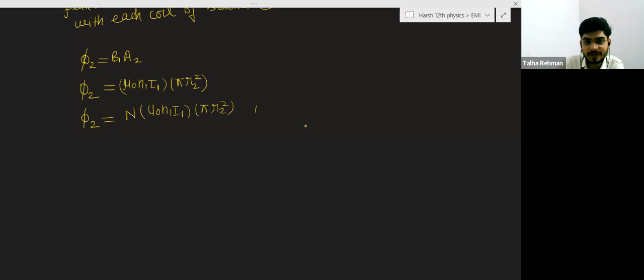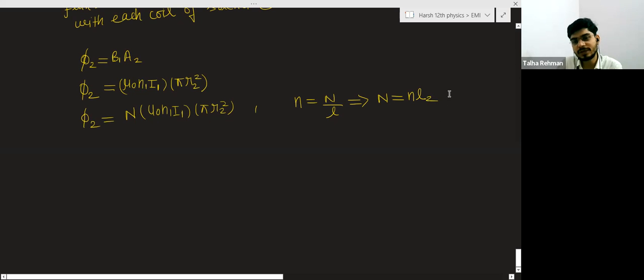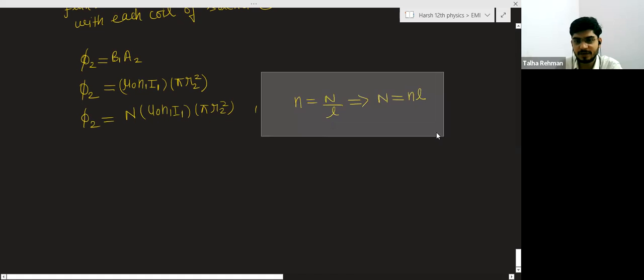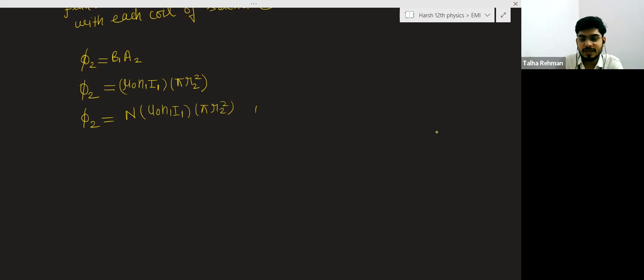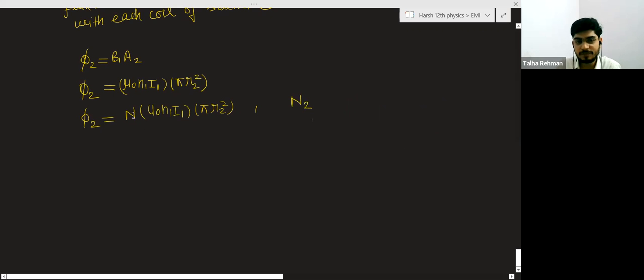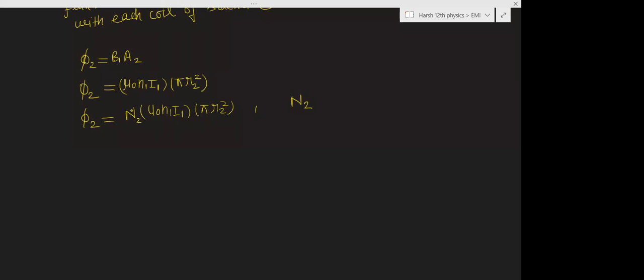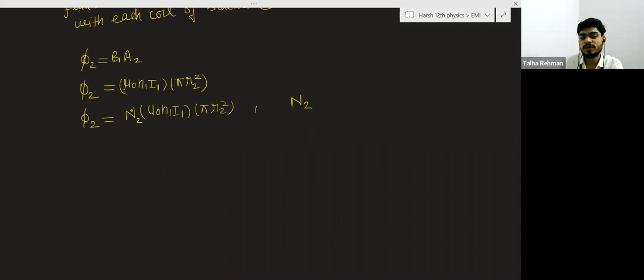Now I have written that small n is equal to capital N by L. So from here I can calculate capital N, that is small n into L. We will take L of 2, and L is the same. Again I am writing the number of turns for coil 2. Actually this is the flux for coil 2. This will be N2, the magnetic flux for coil 2.